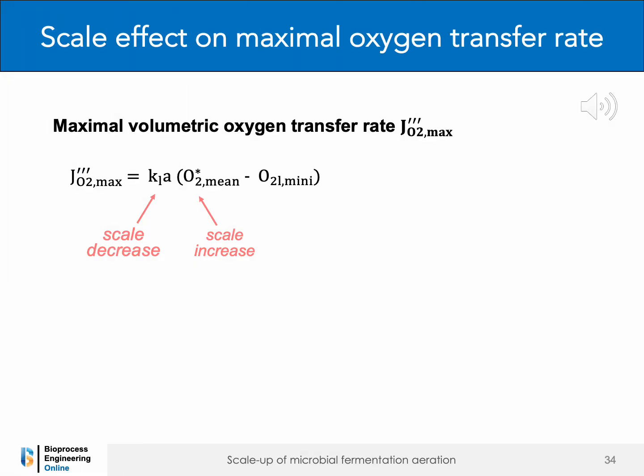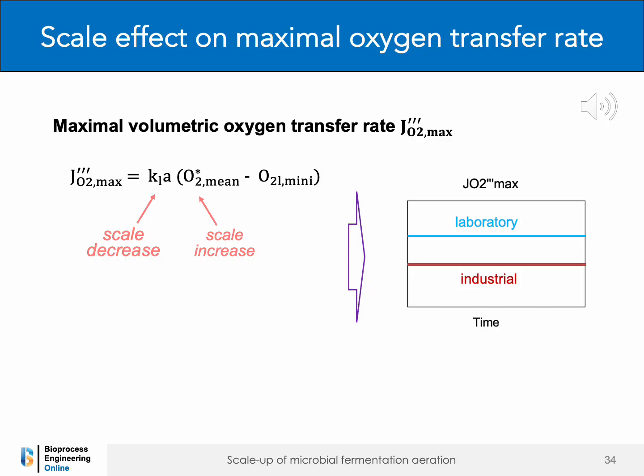The maximum volumetric oxygen transfer rate, JO2/3 max, is scale dependent. In large volume fermenters, the mean oxygen solubility is generally higher, mainly due to increased hydrostatic pressure. In contrast, the oxygen transfer coefficient KLA typically decreases with increasing scale. In practice, the reduction in KLA outweighs the increase in oxygen solubility. As a consequence, the maximum usable oxygen transfer rate is lower in large-scale industrial fermenters than in small laboratory-scale systems.